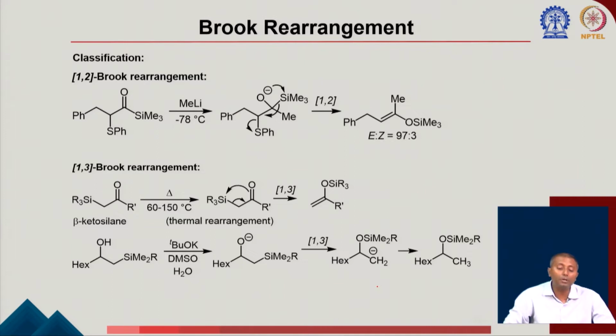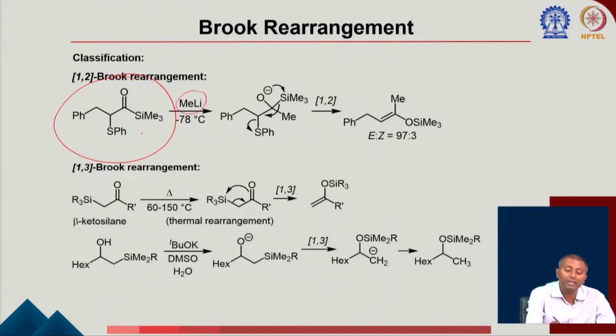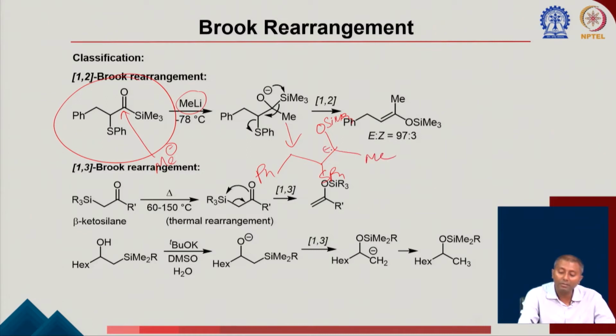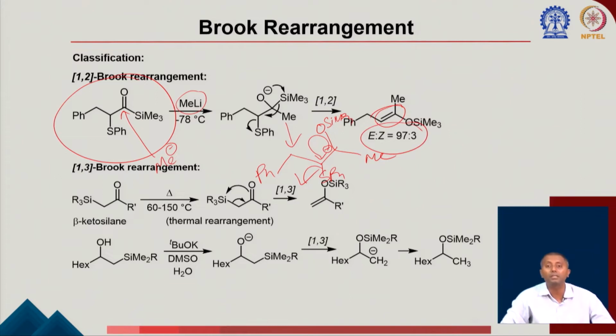So now we can talk about a 1,2 Brook rearrangement. In these cases, what is happening? First, the methyllithium is attacking here, forming the O minus, and the silicon is going to transfer from the carbon to the oxygen, with formation of this carbanion happening first. You end up forming OSiMe3 and then methyl and then this minus, which can participate in the Peterson reaction to generate the olefin here with a 97:3 E versus Z selectivity.